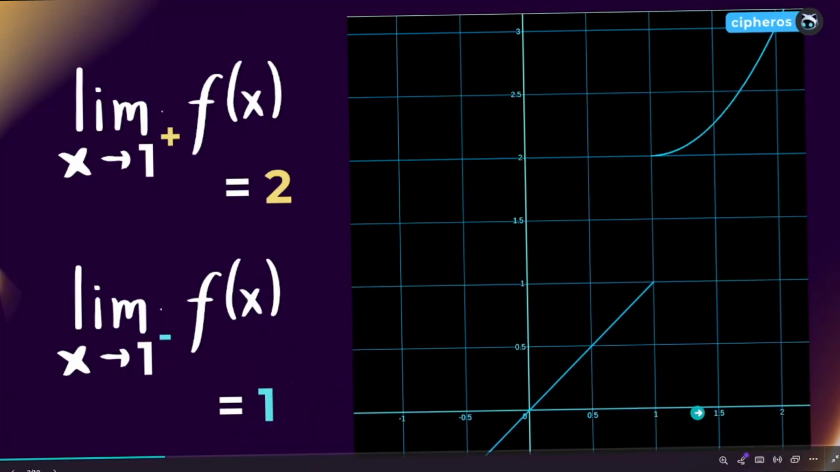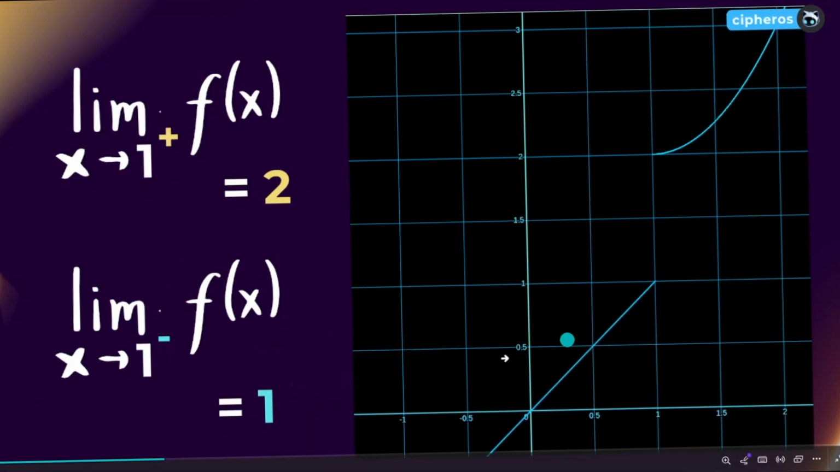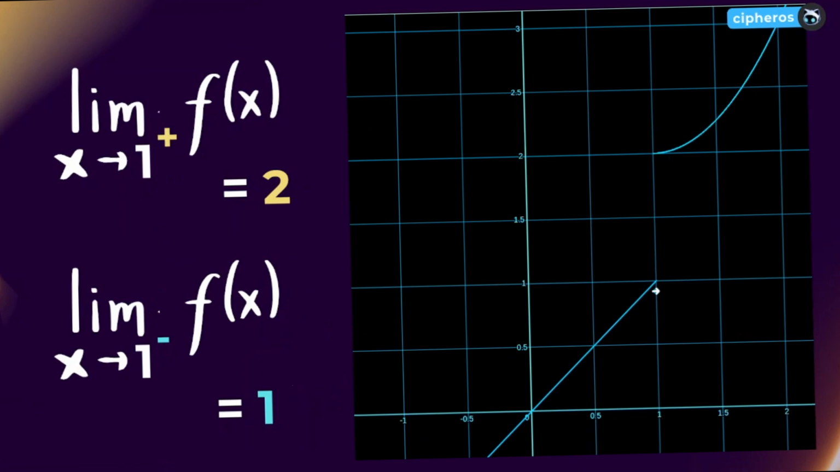We see that from the right side, when we go to 1 from a little bit greater, we are going to 2. Similarly, when approaching 1 leftwards, we are approaching 1. That is essentially what it means.